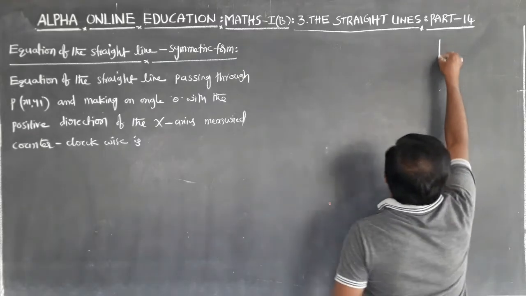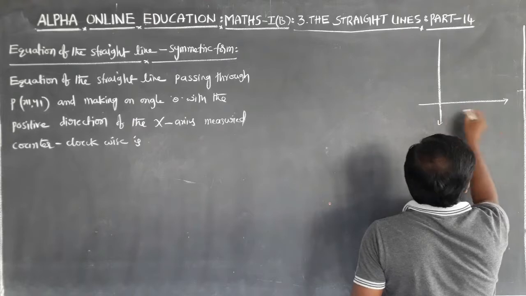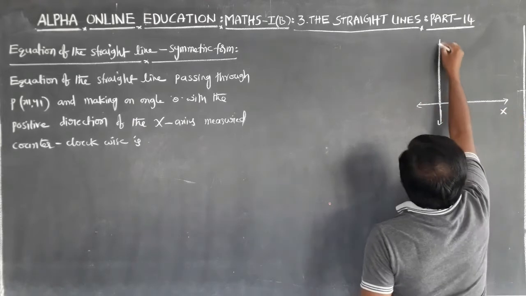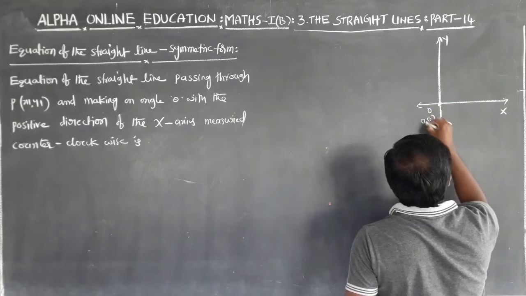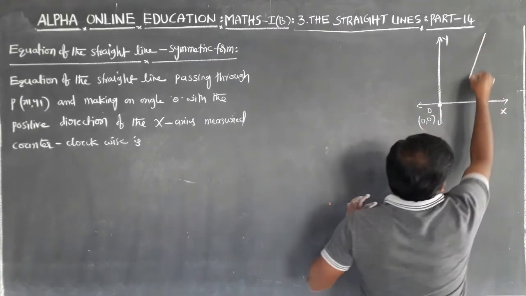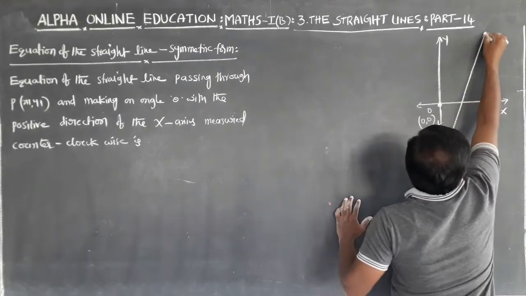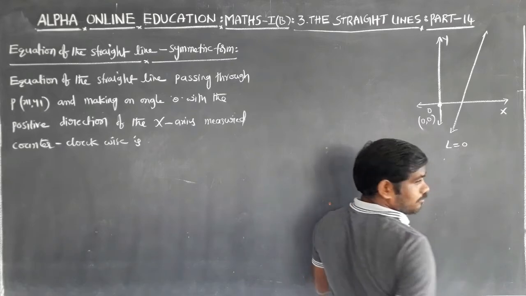This is the x-axis. This is the y-axis. The point of intersection of the coordinate axes is the origin. This is the straight line. Here, the equation of the line in symmetric form.